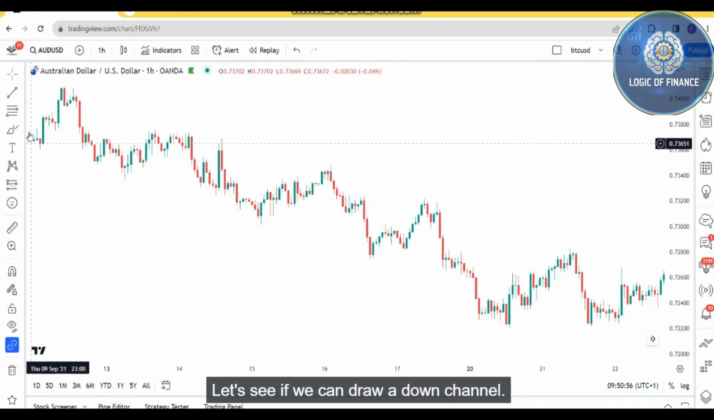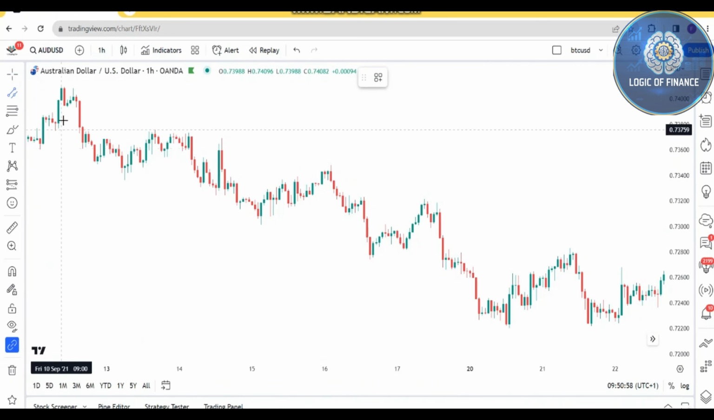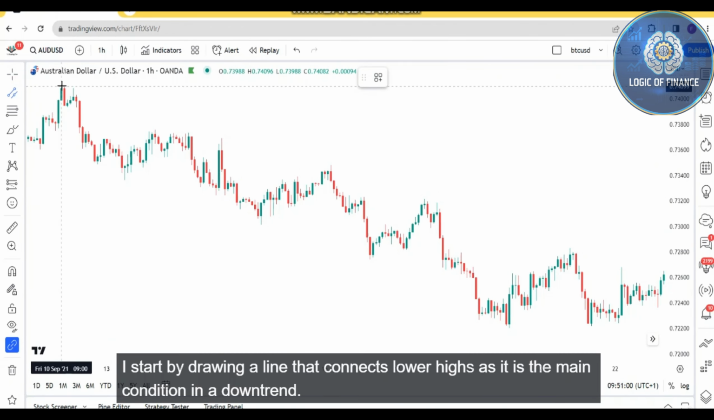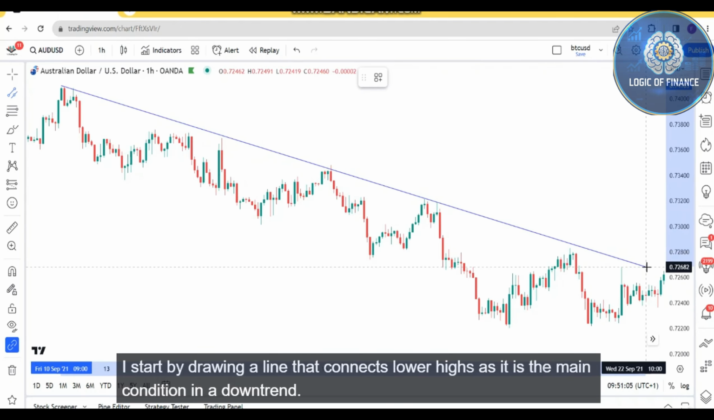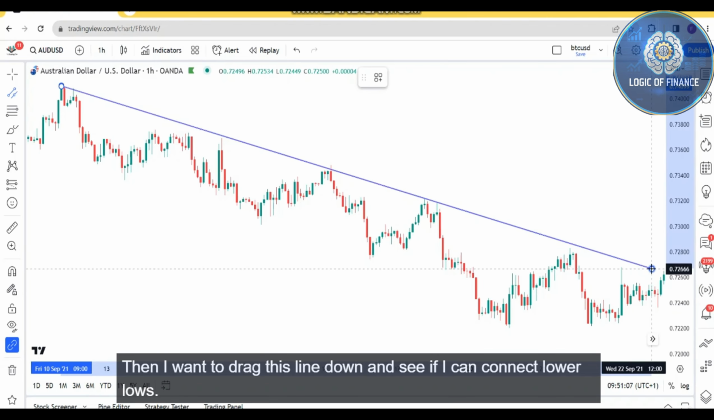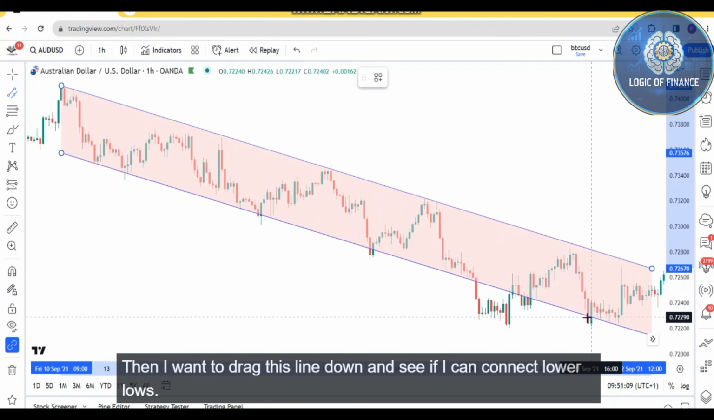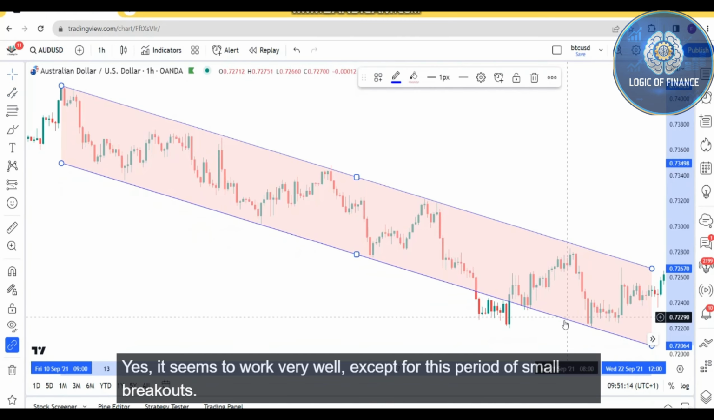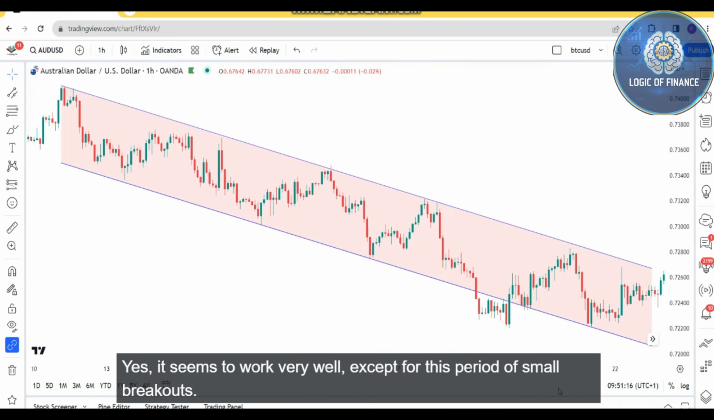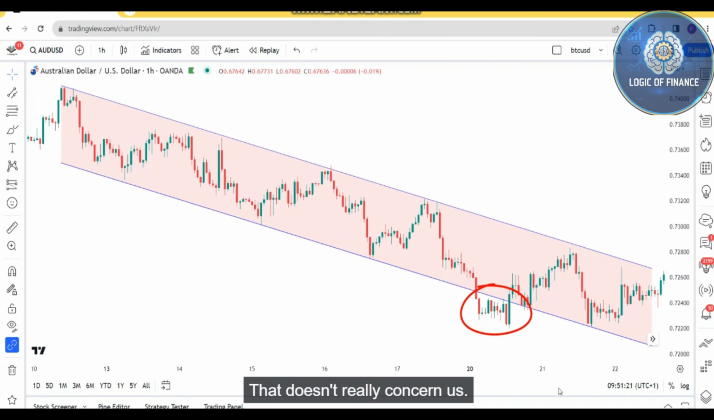Let's see if we can draw a down channel. I start by drawing a line that connects lower highs, as it is the main condition in a downtrend. Then I want to drag this line down and see if I can connect lower lows. Yes, it seems to work very well, except for this period of small breakout that doesn't really concern us. How do we trade this market structure?